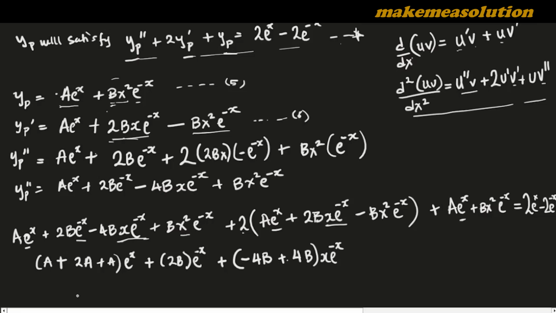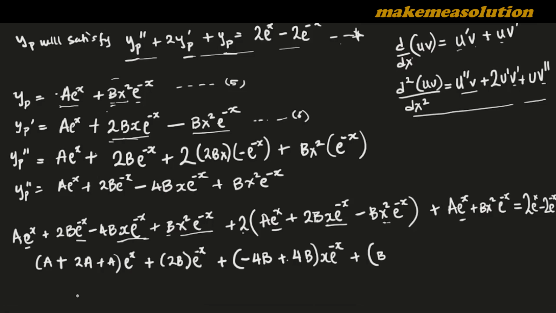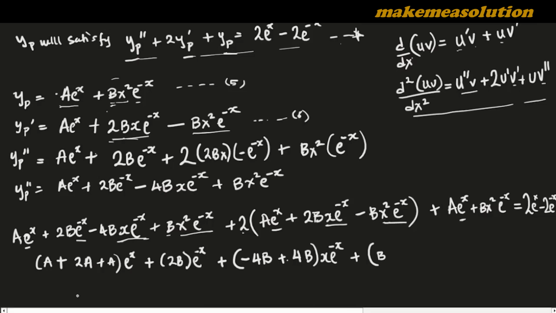Then finally you go to x squared exponential minus x. Starting with this term, the coefficient is b, is that okay? Then going over to the term inside the bracket, we have the coefficient as minus b, but because of these two it becomes minus 2b. And finally, when we check here, we'll have plus b, and this is x squared e to the what? Minus x, and this is equal to what?